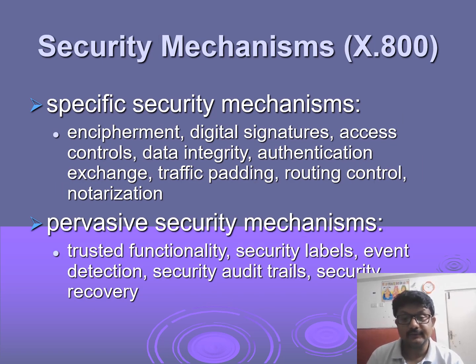Security mechanisms in X.800. Specific security mechanisms are encipherment, digital signatures, access controls, data integrity, authentication exchange, traffic padding, routing control, notarization. Pervasive security mechanisms are trusted functionality, security labels, event detection, security audit trails, security recovery.